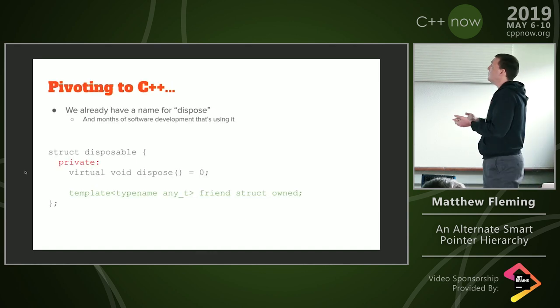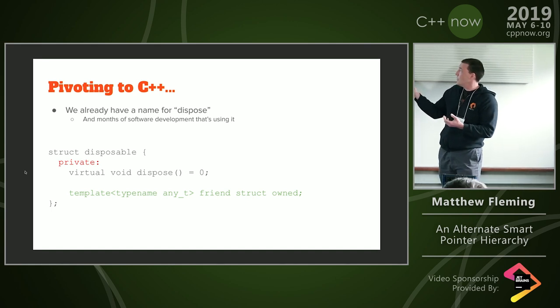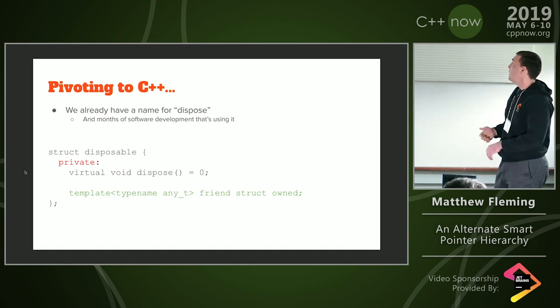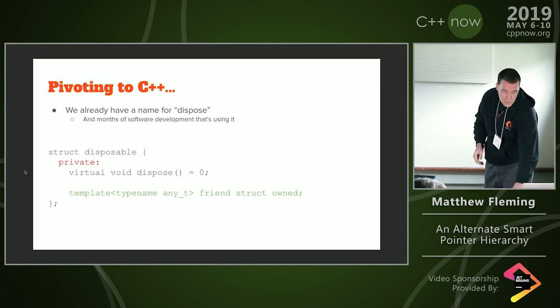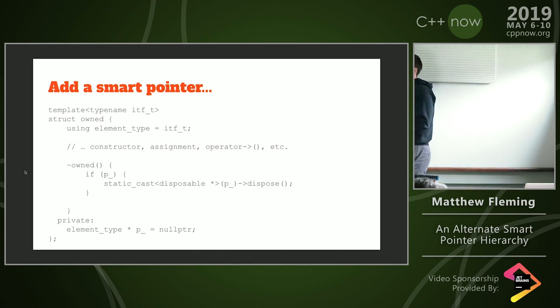So when you're in C++, you have a virtual function instead. So instead of a function pointer named dispose, it's a virtual function. And we're going to have a smart pointer, we're going to call it owned because it owns resources. So this is how you begin pivoting to C++. And you add a smart pointer. This is relatively obvious if you've seen how smart pointers go.